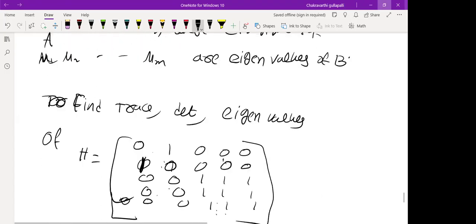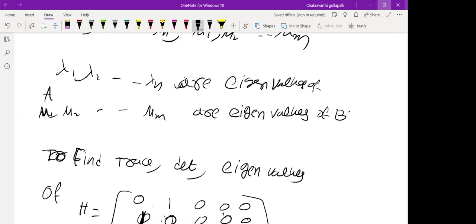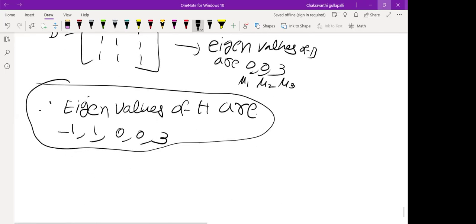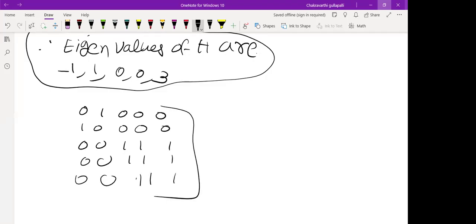For this matrix, finding the characteristic equation is difficult. For this big matrix H, it is difficult to get the characteristic equation by applying determinant of A minus lambda I equal to 0. But we can easily find it, provided both A and B are square matrices. For any higher order, try to split it and check whether it is in this particular form. If it is in this form, whatever numbers may be there, just apply these techniques and get the eigenvalues. You can also get the characteristic equation. The characteristic equation of A times the characteristic equation of B will be the characteristic equation of H. Okay. Any doubt?